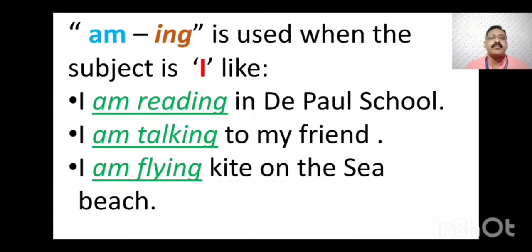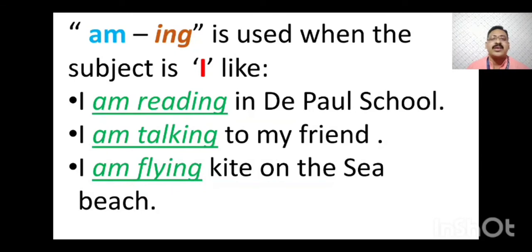Then ing is used when the subject is I. Like, I am reading in DePaul school, I am talking to my friend, I am flying kite on the sea beach. So here I is the only pronoun where we can use am. Am cannot be used with any other noun or pronoun.